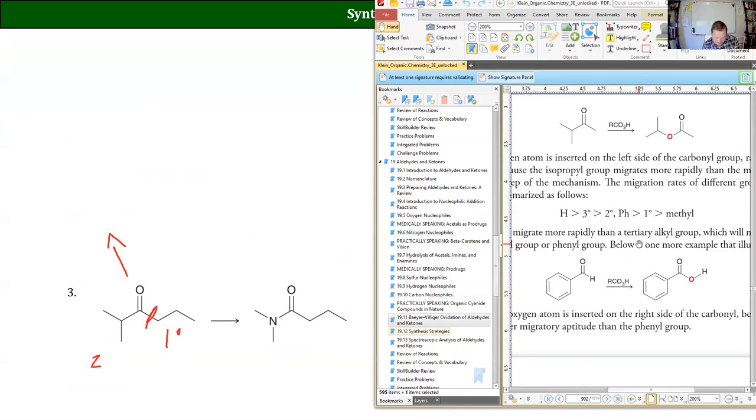or a, that would be a primary carbon migrating or a secondary carbon migrating. So we would wind up inserting an oxygen to the left of the ketone. We wind up with an isopropyl ester if we do that, which we can work with, right? All we have to do now is convert the ester. And so the conditions for that Baeyer-Villiger oxidation are just a peroxy acid.